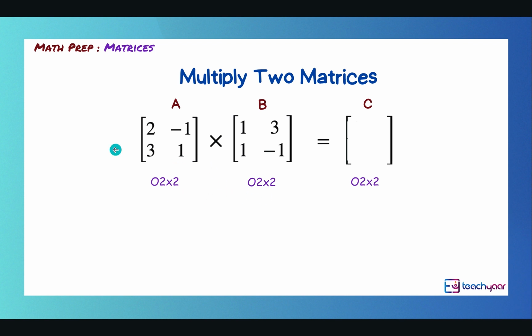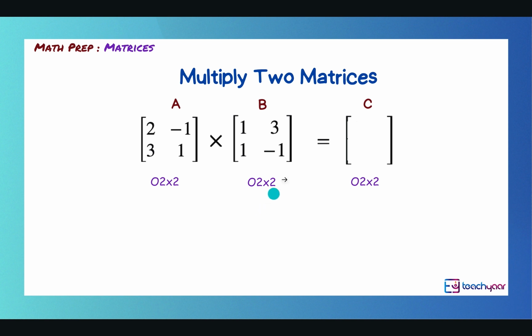So the first one, A, has 2 rows and 2 columns, so it's order 2 by 2. The second one is also order 2 by 2. It has 2 rows and 2 columns. So now what's important to note is that the number of columns in the first matrix, A, should be equal to the number of rows in the second matrix B. So this second term here in the order, which is 2 here, should be equal to the first term in the order here, of B. Only then can the two matrices be multiplied, and we'll see in a second as we do the multiplication why that is.